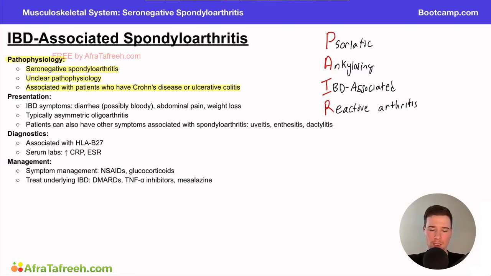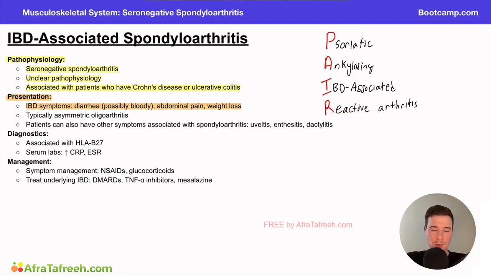Now, when we think about our presentation here, it should make sense to us that these patients classically have IBD symptoms, right? Diarrhea, possibly bloody if we're thinking about ulcerative colitis, abdominal pain, and weight loss. Anytime a patient presents with these conditions, this is one of the things that need to be high on our differential. Does this patient potentially have an inflammatory bowel disease? Are they potentially having inflammation in their GI system that's leading to these findings, this clinical presentation?